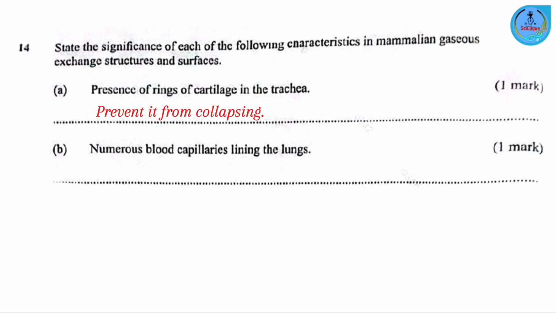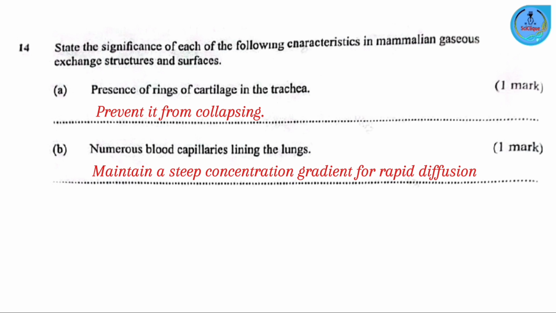Part B, numerous blood capillaries lining the lungs. So these blood capillaries are numerous, there's so many, and the reason is to maintain a steep concentration gradient for the rapid diffusion of respiratory gases. Remember, when we talk about respiratory gases, we are simply referring to oxygen and carbon dioxide.